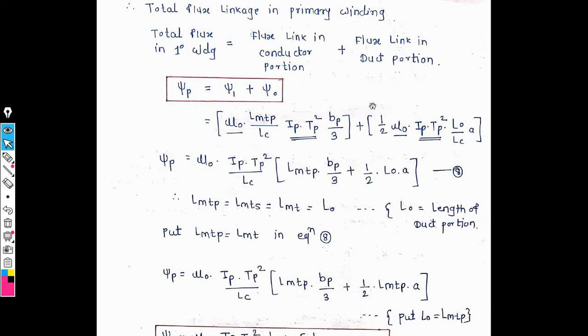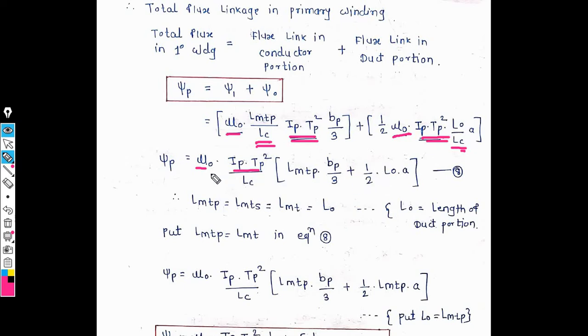Now both equations are put in. Psi p is equal to psi 1, that is for the conductor portion, plus psi 0 for the duct portion. Then both are added. Then mu 0 is taken as common, IP and TP square are common, and also LC is taken as common. That is, psi p is equal to mu 0 into IP into TP square upon LC, into bracket length of mean turn of winding BP upon 3 plus 1 by 2 L0 into A.